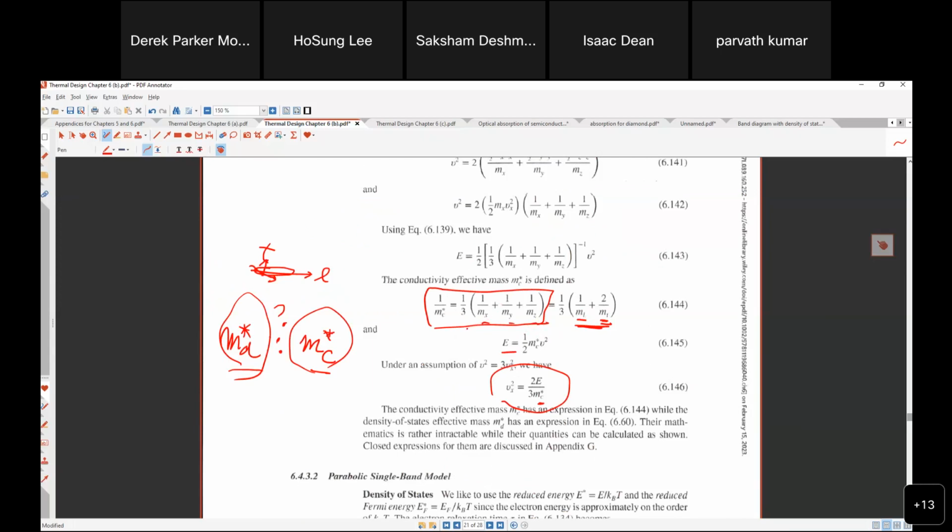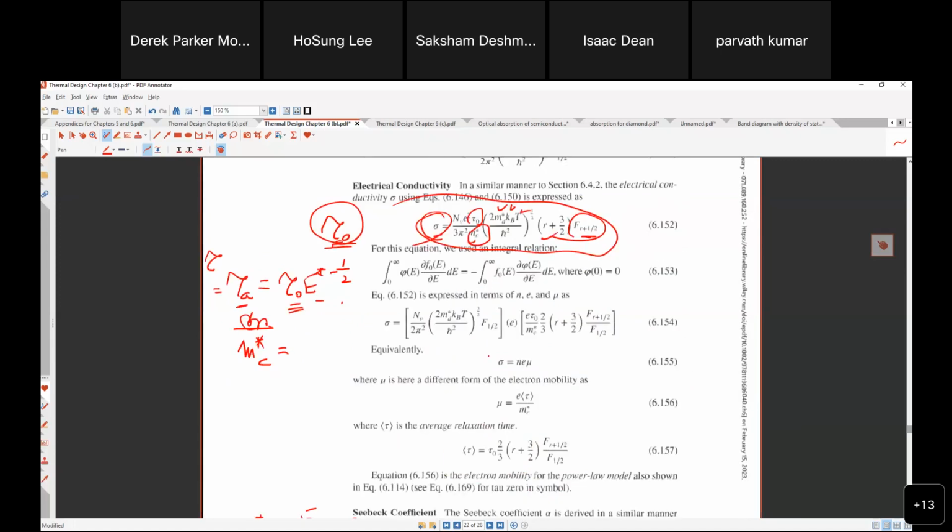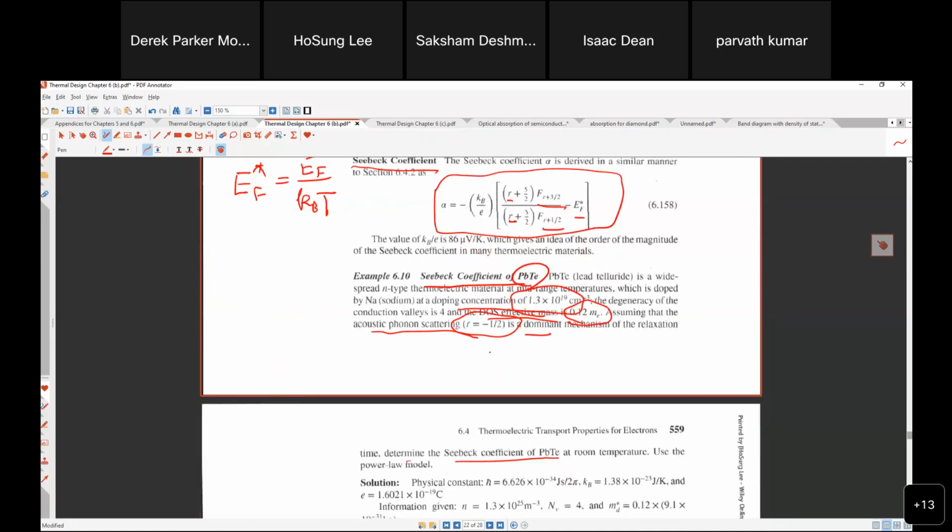You can assume cubic, same direction, and MC star is, I think you can assume the MD, and then MD is whatever depends on the ratio which is given. That's the assumption. Yeah, the density of state is given, 0.12 electron.